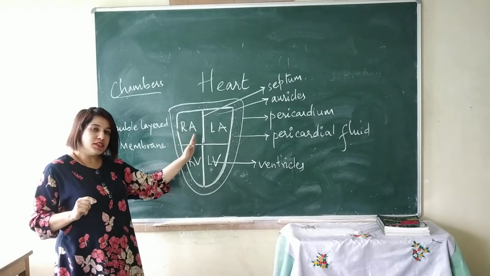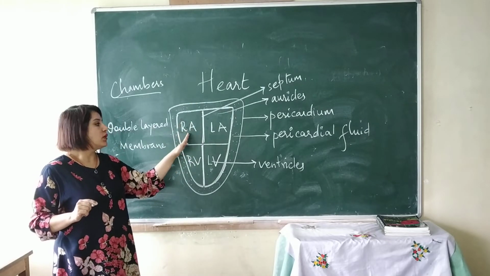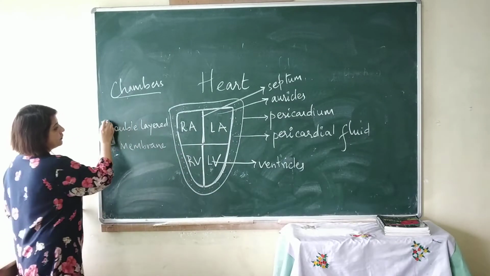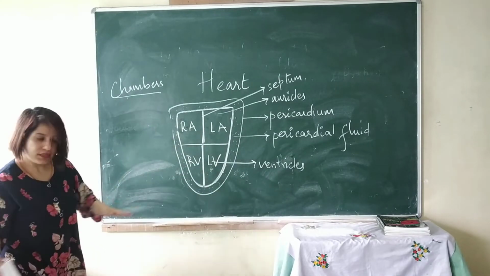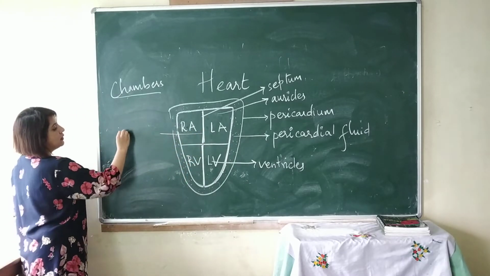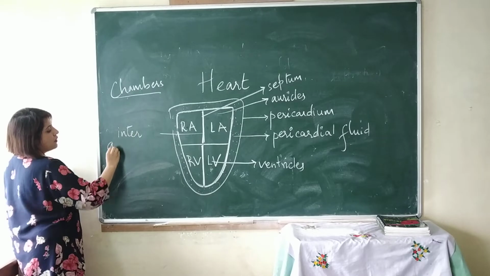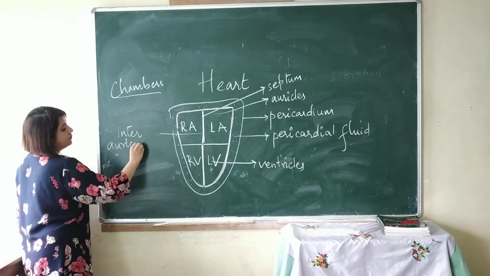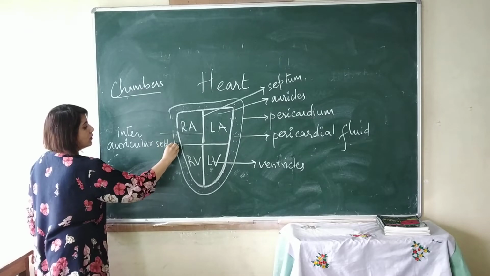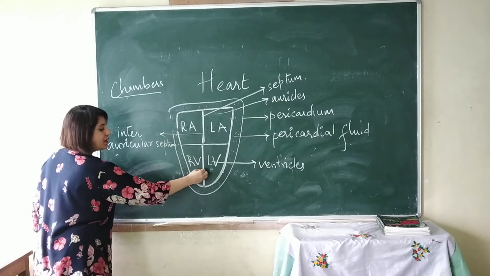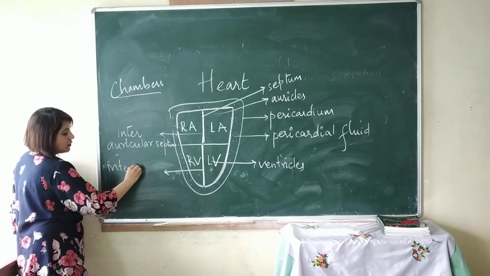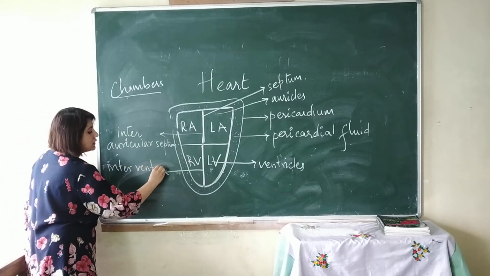So, the septum present between the right auricle and left auricle, since it is between the auricles, is called the interauricular septum. And the one present between the ventricles will be the interventricular septum.